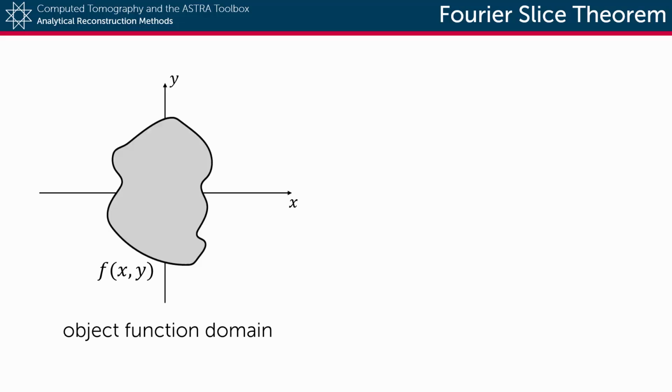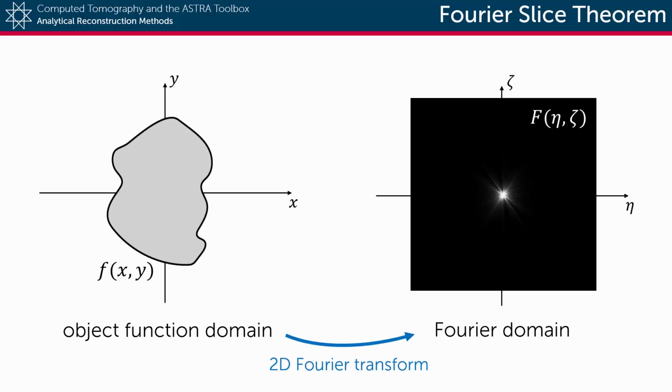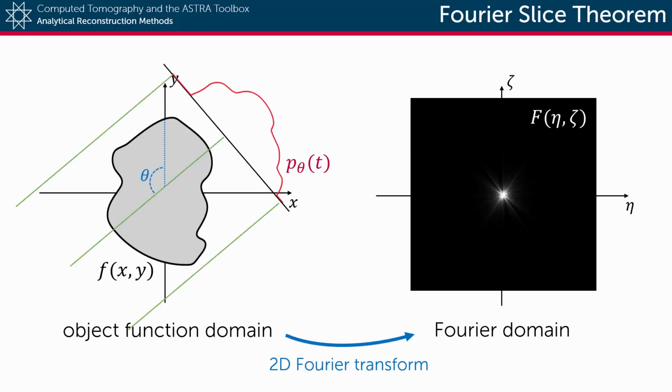Anyway, so we have a two-dimensional object function f represented on a Cartesian domain. Now, to represent this function on the Fourier domain, you can simply apply a two-dimensional Fourier transform on it. But of course, in tomography we don't know the object function. What we do know, however, are its detector functions for a set of different angles.